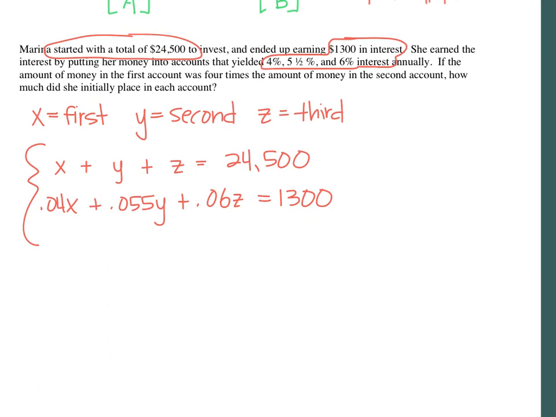Lastly, we are told that the money in her first account is 4 times the money in the second account. The money in the first account was x, and it's 4 times the amount of money in the second account, so x = 4y.